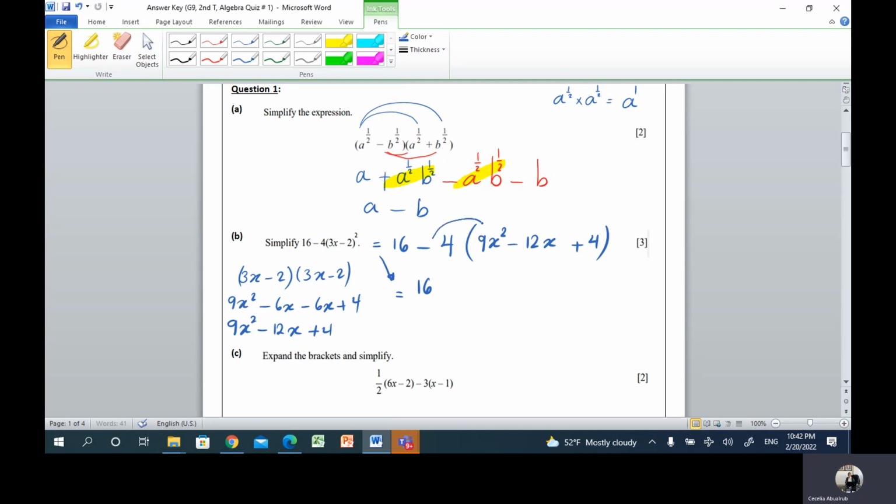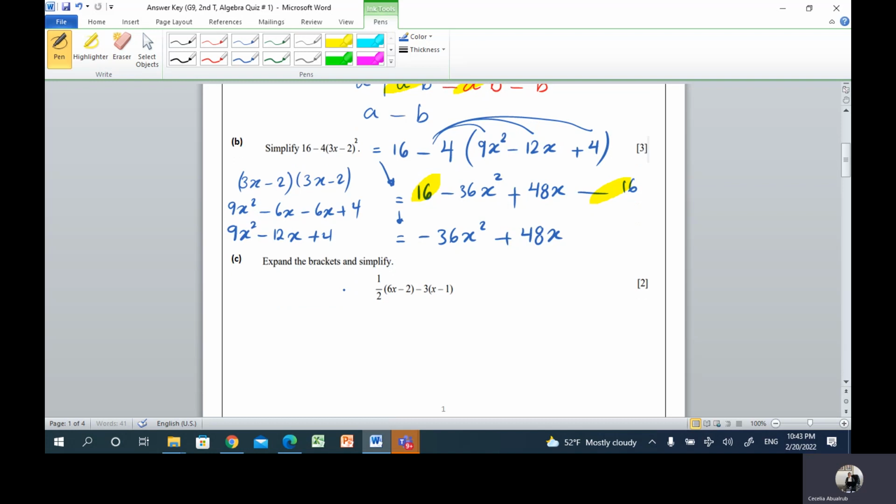Now you're going to expand the minus 4 into the bracket, into each term. You're going to multiply the negative term by each term inside the bracket. So minus 4 times 9 is minus 36x squared. Minus 4 times minus 12x will be plus 48x. And then minus 4 times plus 4 will be minus 16. Equals, under the equal. Now the 16 and minus 16 are going to cancel each other. So minus 36x squared plus 48x is the final answer.